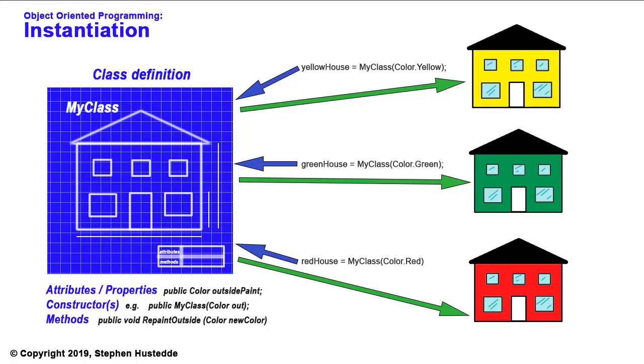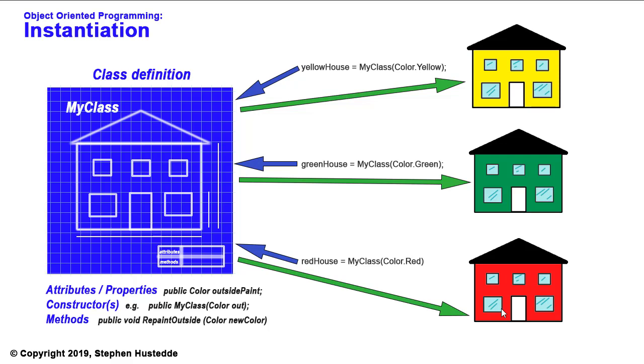In a previous lesson, we looked at creating custom classes and creating instances of those classes. And just to review that, we create a class that has attributes or properties, has a constructor to build an instance of that class, and may or may not have some methods that do some things to that instance. In this case, I have my class definition, and I can call the constructor of my class, passing it a color argument, and it will create an instance of that house and change the outside color of that house.